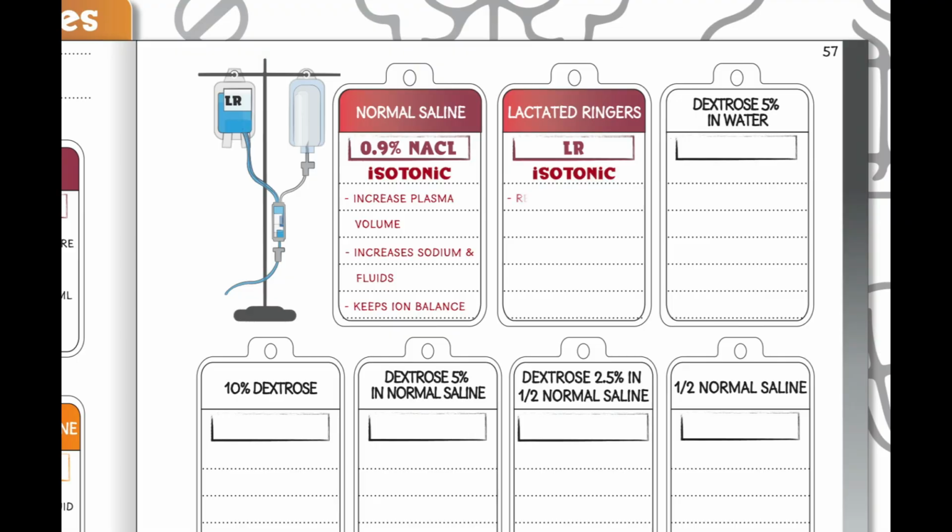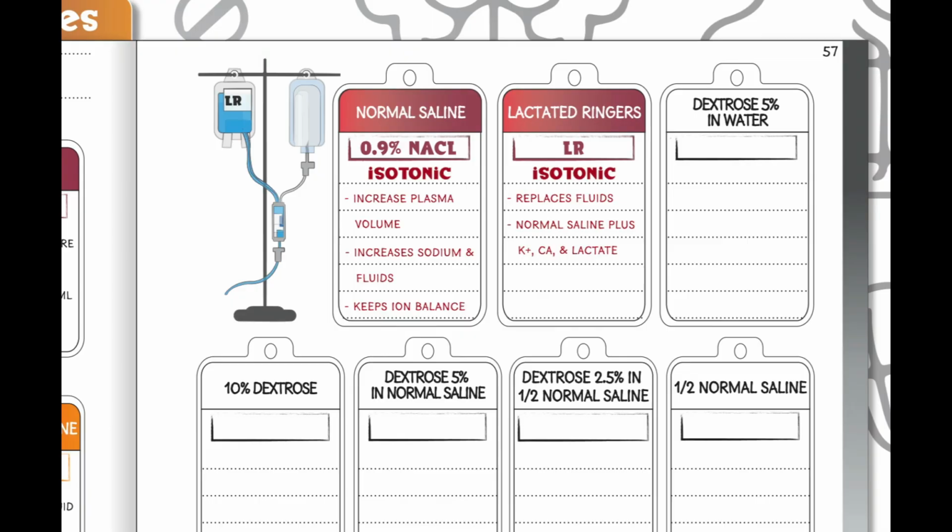Well, this is because our LR has not just the Normal Saline or sodium chloride in it, but it also has potassium, calcium, and lactate as well. So this is going to help us have a little extra pick-me-up of electrolytes to keep our bodies additionally hydrated. And really, because surgery and trauma and everything else puts our bodies under so much stress, this is going to be very helpful in aiding that acid-base balance.